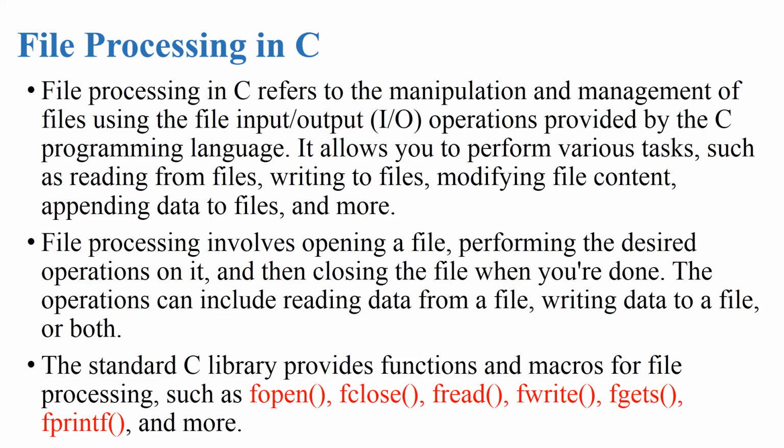File processing in C refers to the manipulation and management of files using the file input-output operations provided by the C programming language. File processing involves opening a file, performing the desired operations on it, and then closing the file when you are done. The operations can include reading data from a file, writing data to a file, or both. The standard C library provides functions and macros for file processing, such as fopen function, fclose function, fread function, fwrite function, fgets function, fprintf function, and more.